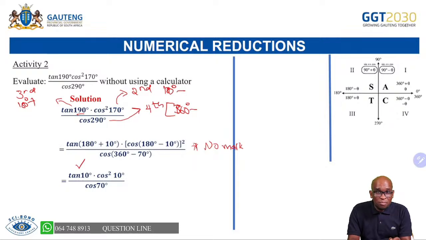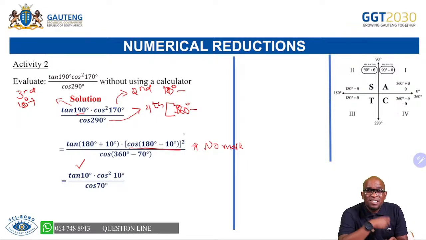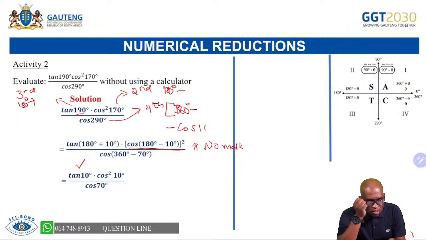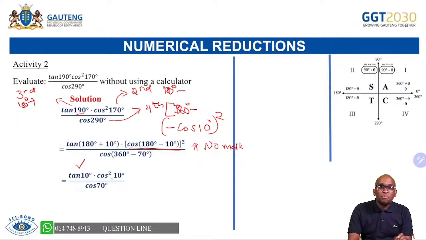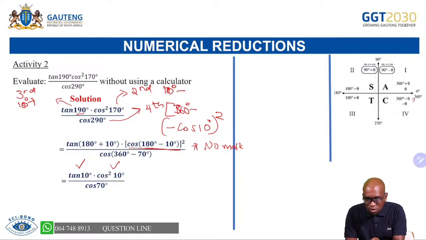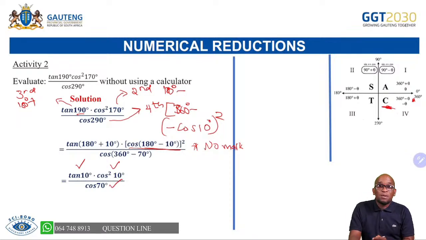And then 180 minus cos of 180 minus, here is in the second quadrant and cos is negative, so this would be negative cos 10, but it is all squared. That is why it became positive there, because it's negative all squared, so it becomes positive. So we get a mark for this as well. And then from there, cos of 360 minus is in the fourth quadrant, and the cosine is positive in the fourth quadrant, so this becomes positive.